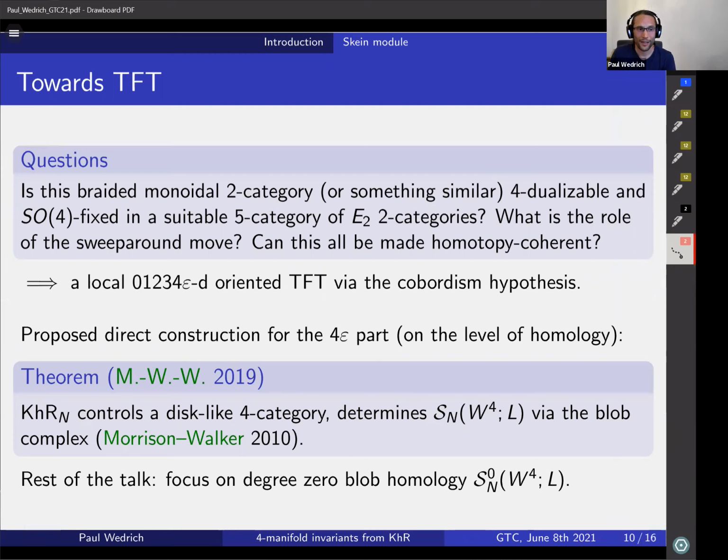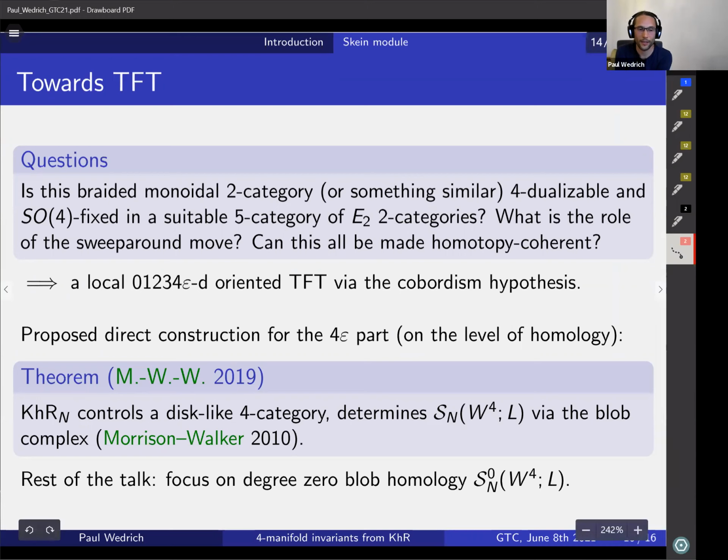What I want to tell you about now is a proposed direct construction for the 4-dimensional part of this theory on the level of homology. And that's also in this paper. So the result is that this Khovanov-Rozansky homology controls a disk-like 4-category. And from that, you can define a 4-manifold invariant using the blob complex, which is something that Kevin and Scott developed some time ago.